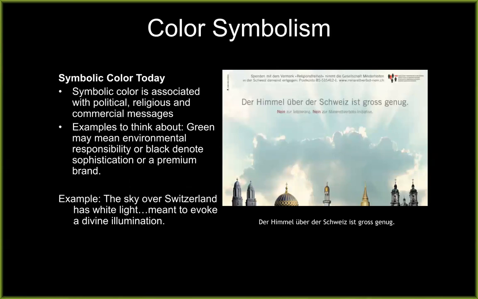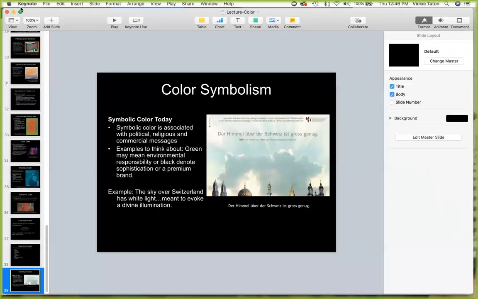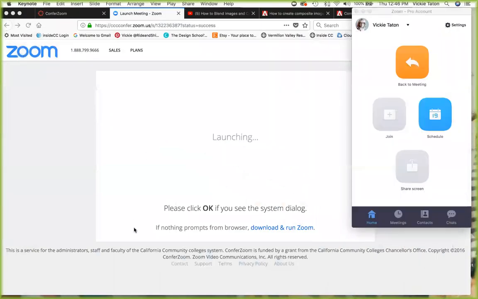There's a lot of symbolism in color, especially associated with political and religious messages. So you can even go online and look at websites, and a political website may use a lot of red. An environmental website may use more greens. And then here we have an ad for Switzerland with a lot of white light that is meant to evoke divine illumination. And that is a very short look at color.